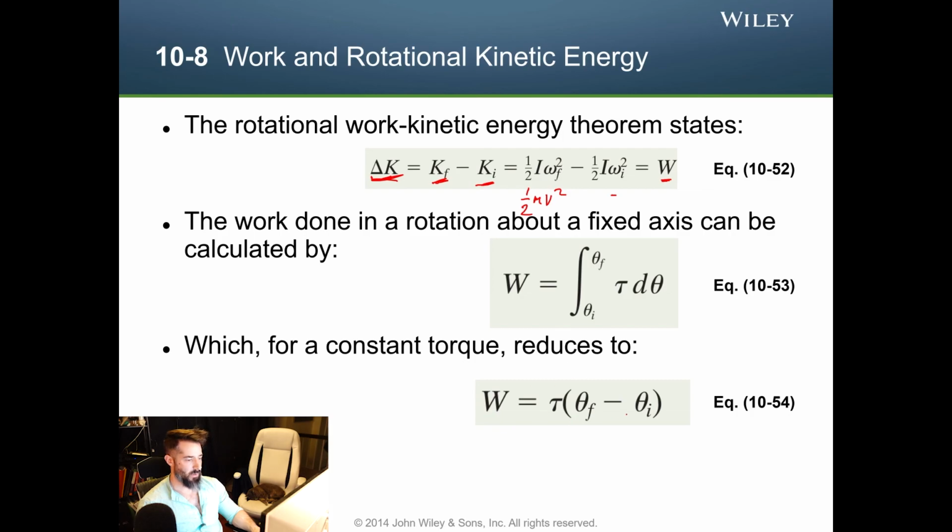So yeah, constant torque. They just have the difference in the angles. This is just what they're putting in here, the parameters, theta final, theta initial. Because they're talking about a constant torque, you put in one variable here, and it's just going to be theta final minus theta initial. This is basically the answer to the integral.